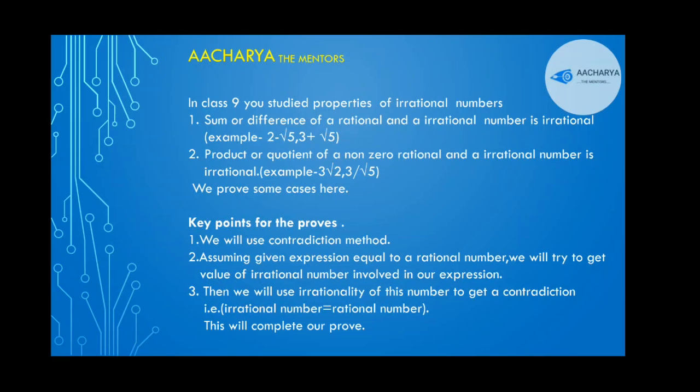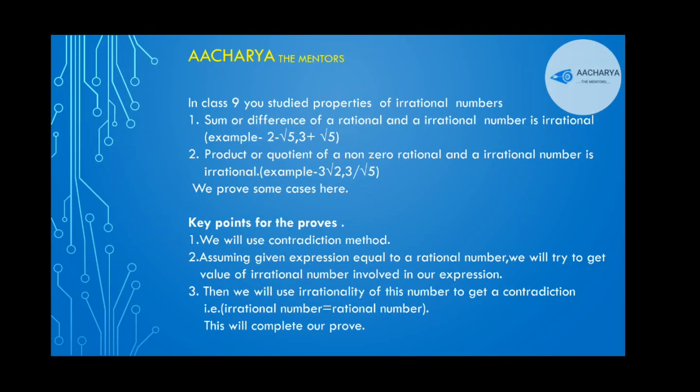So I am going to prove some particular cases here, and I am giving you some key points to remember before going to prove. First, we will use the contradiction method. I already discussed this method in my previous video, so if you have any doubt about it, look at my previous video. And second, assuming the given expression equal to a rational number, we will try to get the value of the irrational number that is involved in our expression.